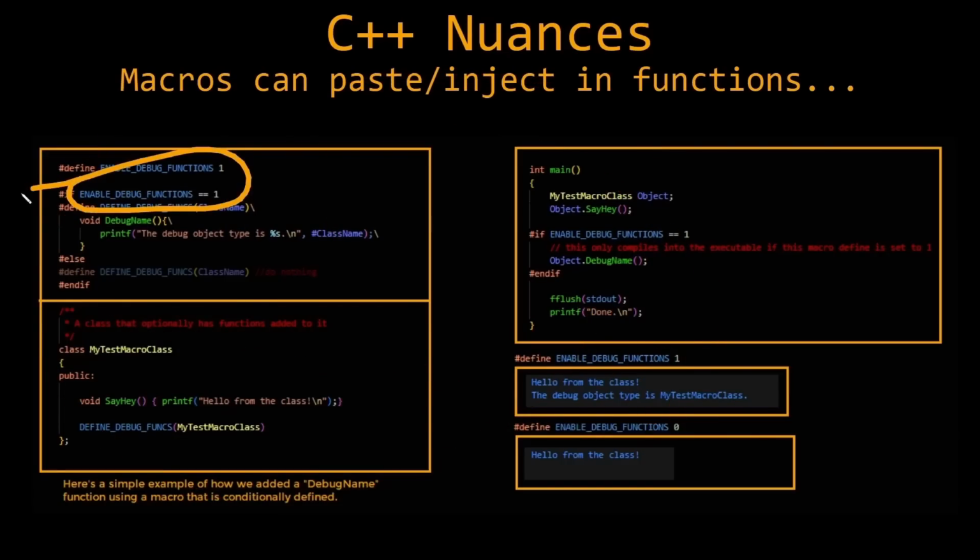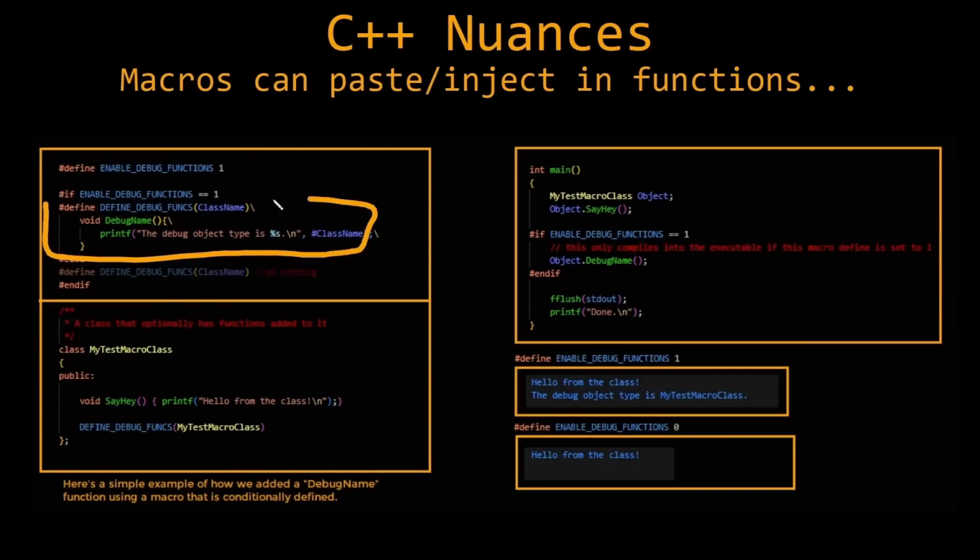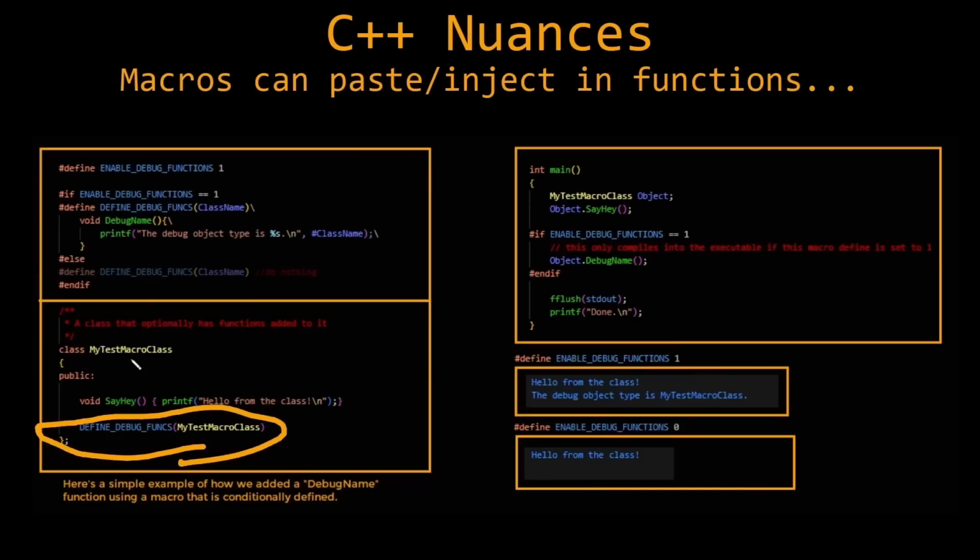There's this enable debug functions define I've set up here. You can set it to 1 or 0. And if it's defined, then this macro, define debug funcs, adds this method here that takes a class name and just prints out the type. And in this class down here, I have a regular function, and then I call my macro with the current type. And so this optionally adds functions to a type.